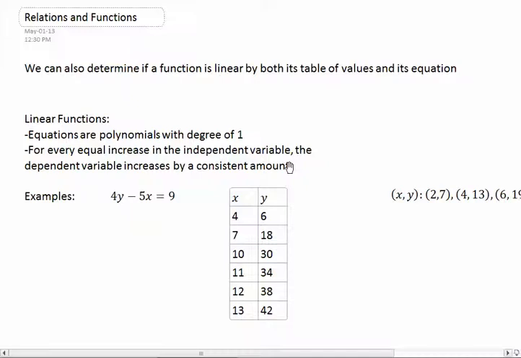You can have your, sorry, say again? Then it's quadratic. That's right. If it's squared, it's quadratic. If it's cubed, then it's cubic. If it's to the fourth, then it's quartic. To the fifth, then it's quintic, and so on with Latin.